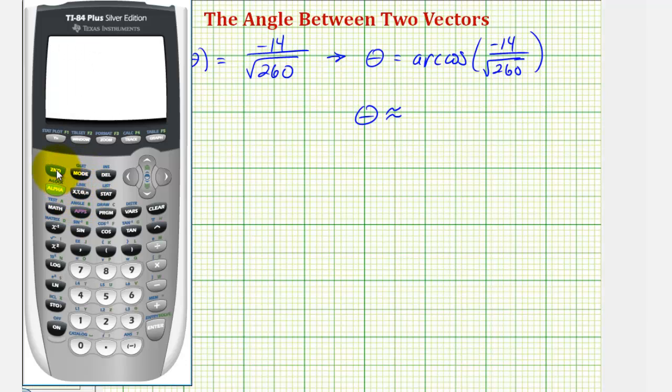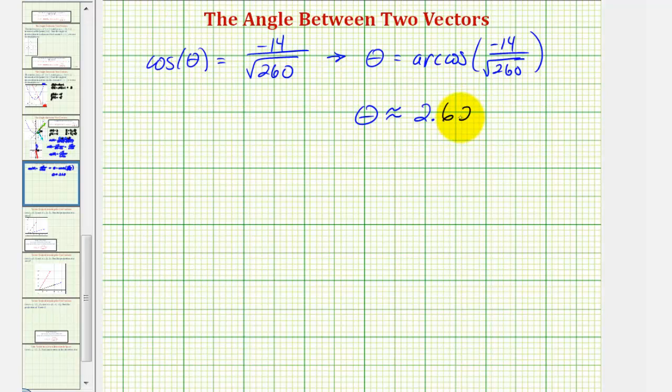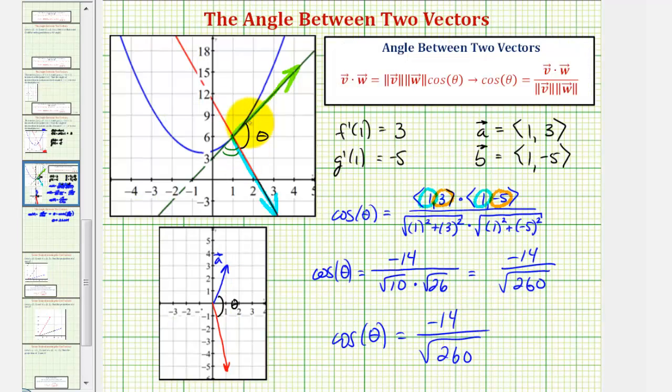And now we'll press second cosine for arc cosine or inverse cosine. And we have negative 14 divided by the square root of 260. Right arrow, close parenthesis, and enter. So this gives us theta is approximately 2.6224 radians. So if we go back to our sketch again, we found this obtuse angle here as approximately 2.6224 radians.